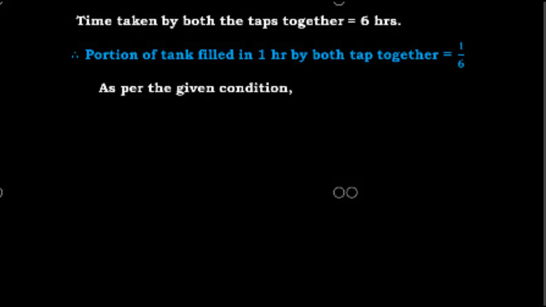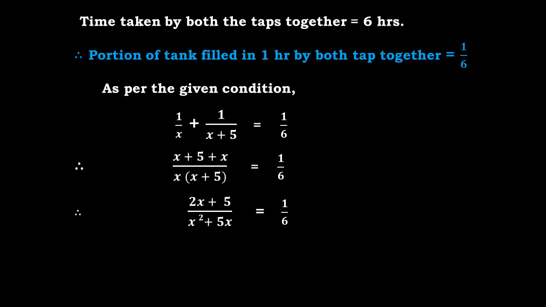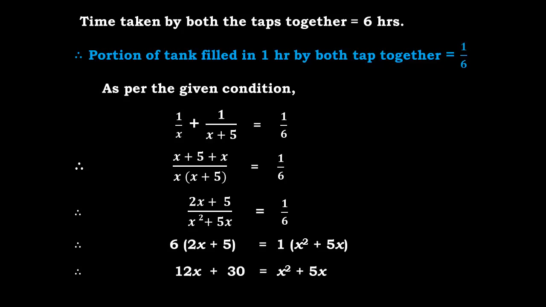So, as per the given condition, we can write the portion of the tank filled by both the taps, that is 1 upon x plus 1 upon x plus 5 is equal to 1 upon 6. Now we can solve this by cross multiplication. (x plus 5 plus x) upon x into (x plus 5) is equal to 1 upon 6. So x plus x, 2x plus 5 upon x square plus 5x is equal to 1 upon 6. By cross multiplication, 6 into (2x plus 5) is equal to 1 into (x square plus 5x). 6 into 2x, 12x. 12x plus 30 is equal to x square plus 5x.